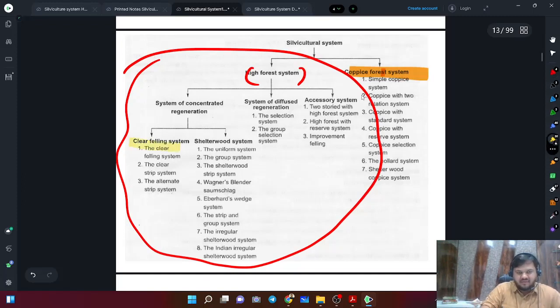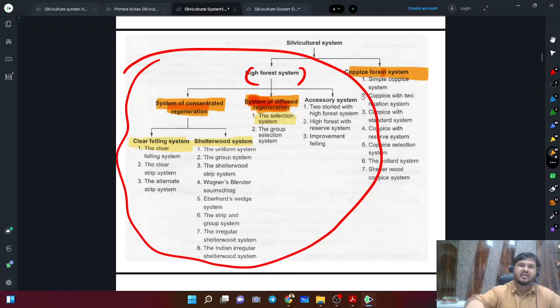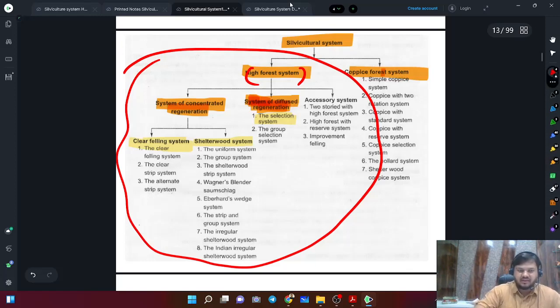The examples are clear felling system, shelter wood system, selection system, right? There are also these terms: system of concentrated regeneration and system of diffuse regeneration. For now you leave it. We will discuss it when we are done with all the systems. It will be very easy to understand, right? For now you just make such a diagram: silviculture system, high forest system. From high forest system there come the systems: the first one is clear felling system, shelter wood system, and selection system, right?